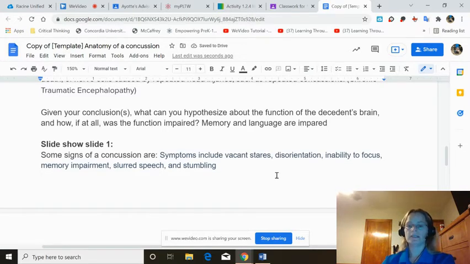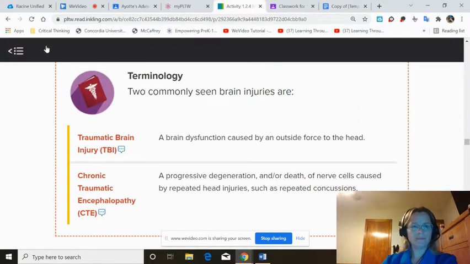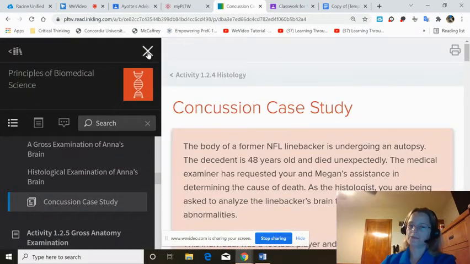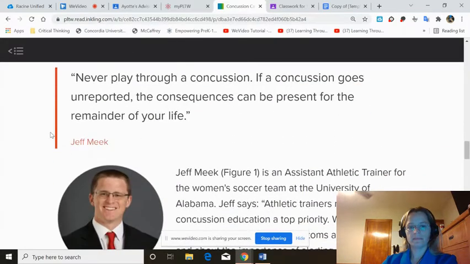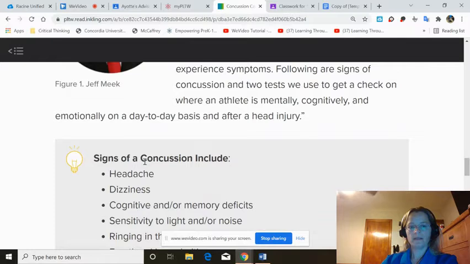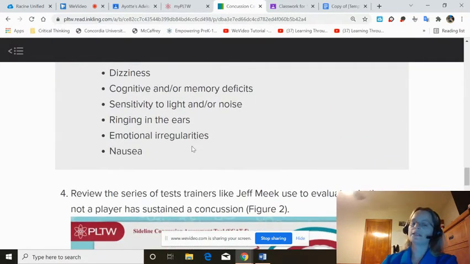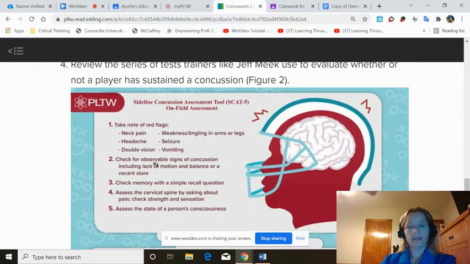Signs of a concussion. Vacant stares, disorientation, inability to focus. Red flags. Let's see if that's in there. So we got to go back to the concussion case study. I'll close this. So if we go down. So here are the signs of a concussion. Headache, dizziness, ringing in the ears. Some of you know this from experience. I hope not a lot of you, but some of you might. So let's see. Red flags, neck pain, headache, double vision, weakness, tingling, seizures, vomiting.